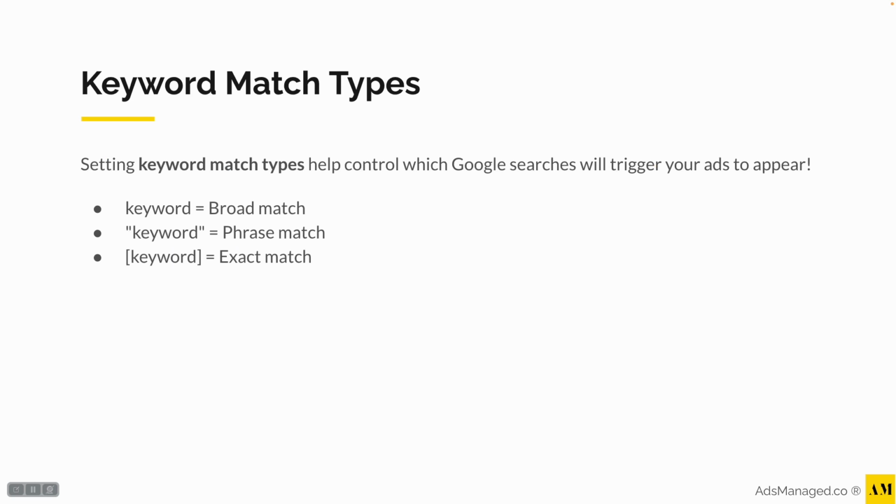So one note with keywords is setting keyword match types. This helps control which Google searches will trigger your ads to appear. So the keyword as is, no quotes, no brackets, that is a broad match. The keyword with quotes around it is a phrase match. The keyword with brackets around it is an exact match.